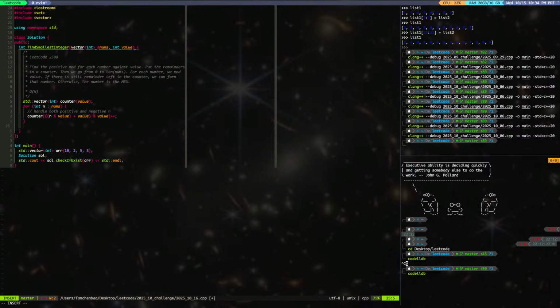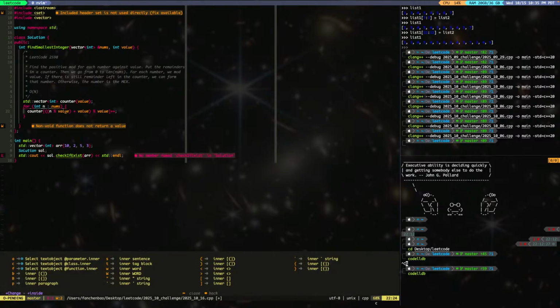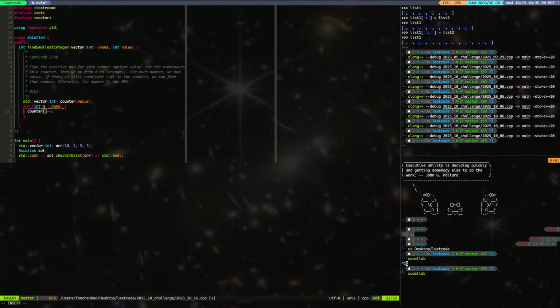So we have the mod. Maybe if check is easier. Yeah, maybe if check is easier actually. We can say n is larger or equal to 0. If it is, n mod value. If it is not, n mod value plus value. I feel like that's easier, right?